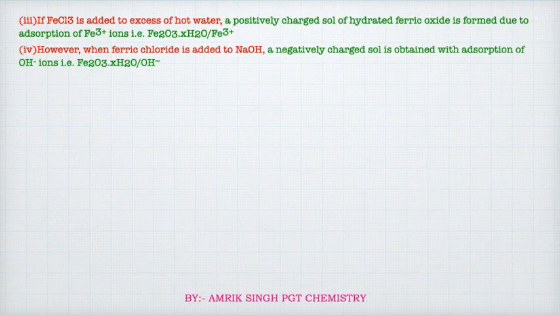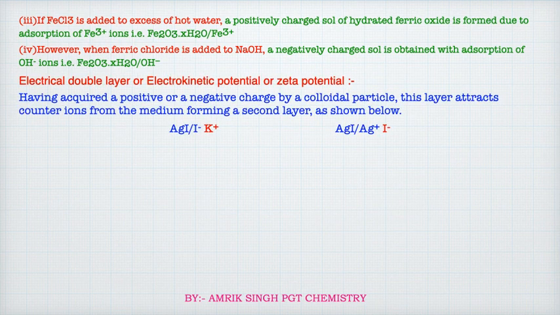Okay. Now, similar is the case when FeCl3 is added in excess to hot water. However, when ferric chloride is added to NaOH, different kinds of sols are formed. One is formed from the positive sol, and the other is formed with the negative sol. Electrical double layer, or electrokinetic potential, or zeta potential.